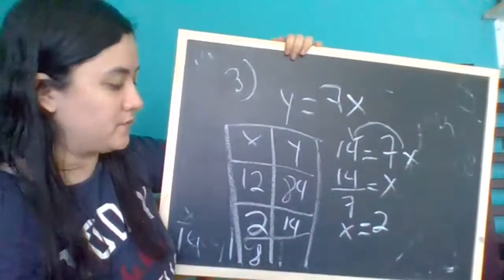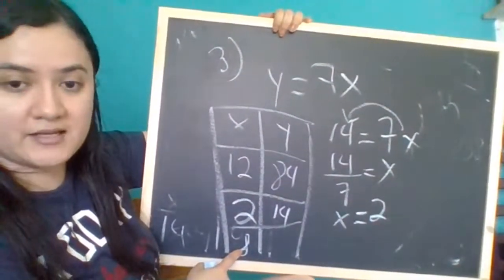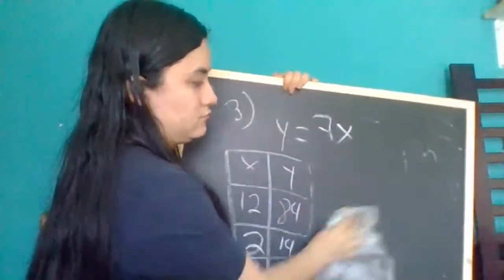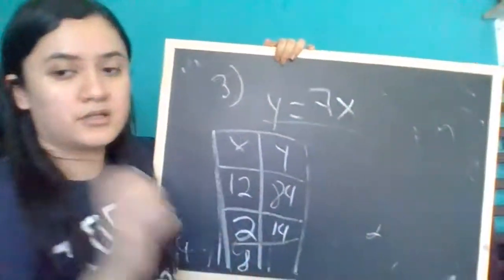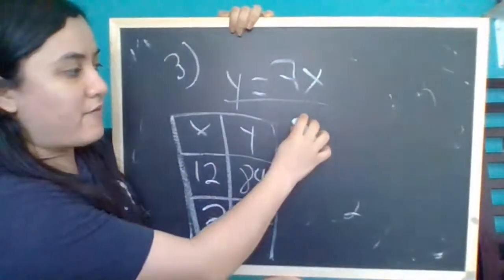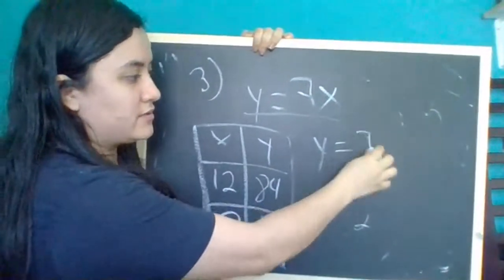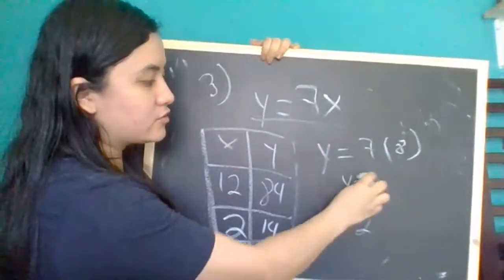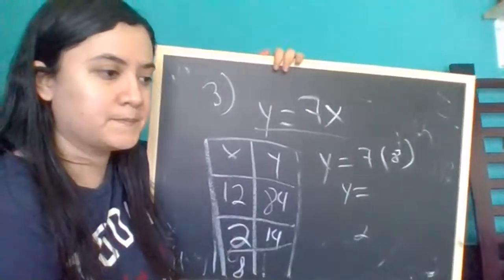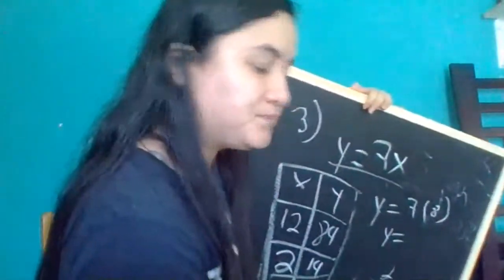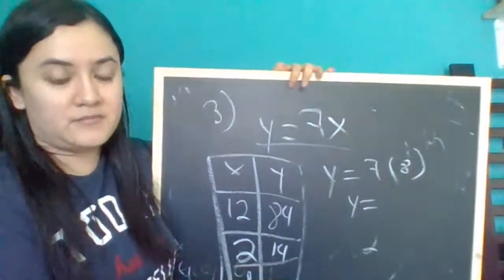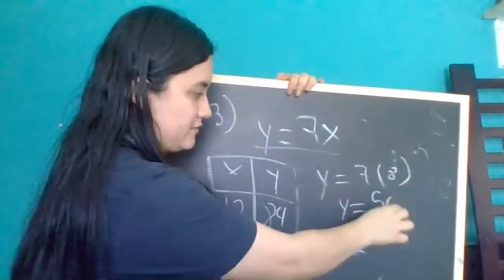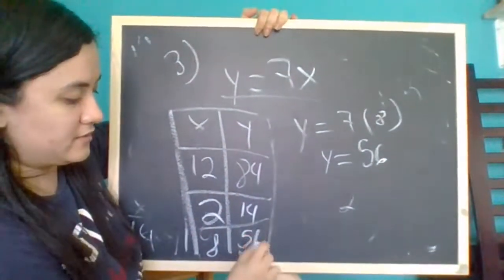So let's continue. Now in this case, they are giving us x. x supposedly is 8. So let's substitute in our initial equation. So we have y equals 7 times who? Times 8. So y will be equal to how much? 56. Check your multiplication table. Very good. 56. So my answer is going to be 56.